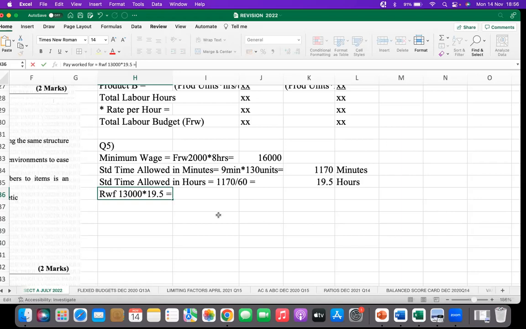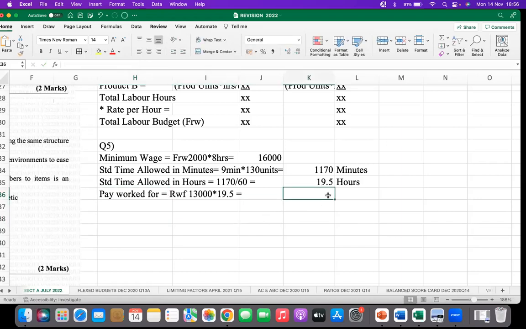So how much will that be? That will give you 13,000 times 19.5. It gives you 253,500. Now, what was the minimum wage? 16,000. What did this person work for? He worked for 253,500. How much will he receive? He worked for more than the minimum, so he will receive what he worked for.